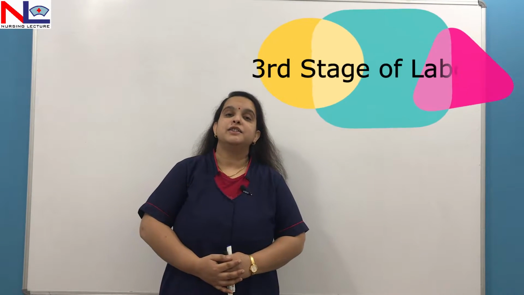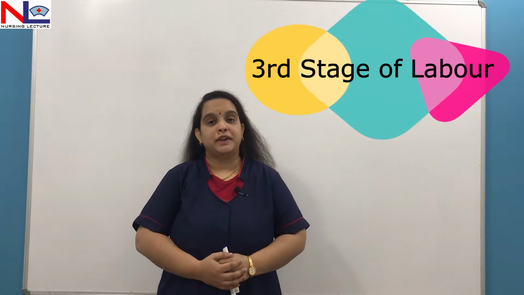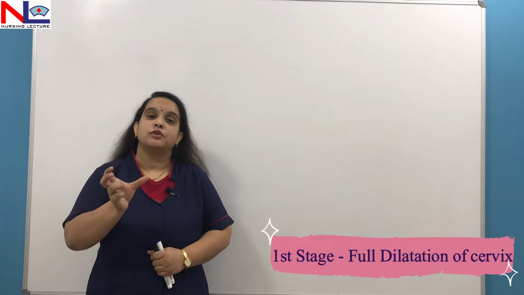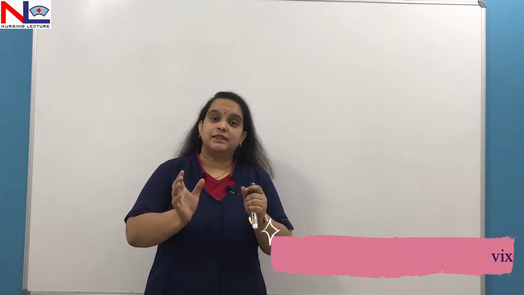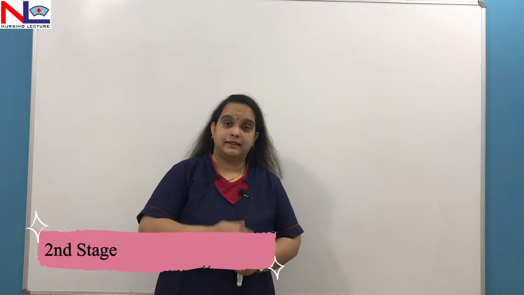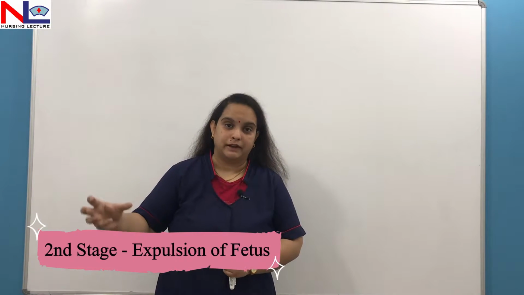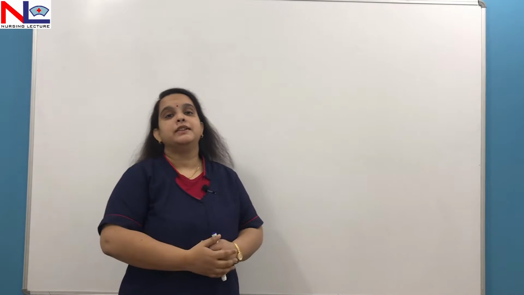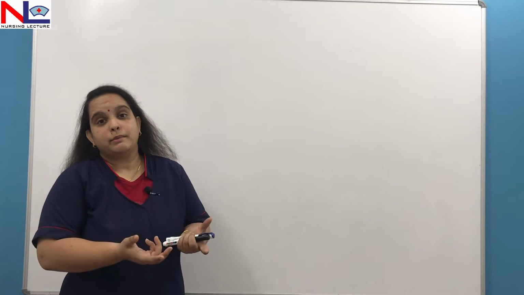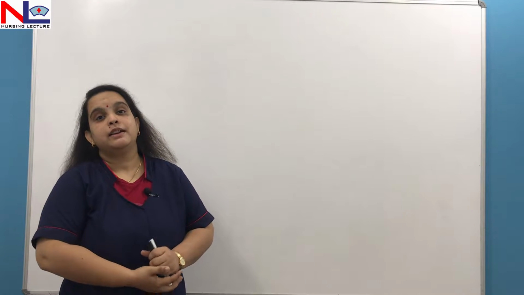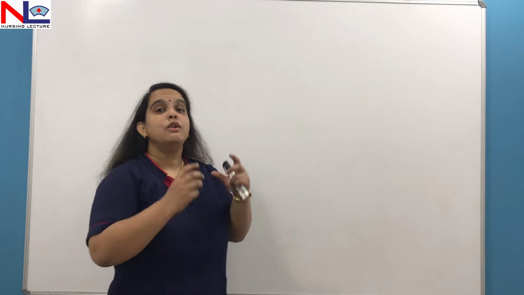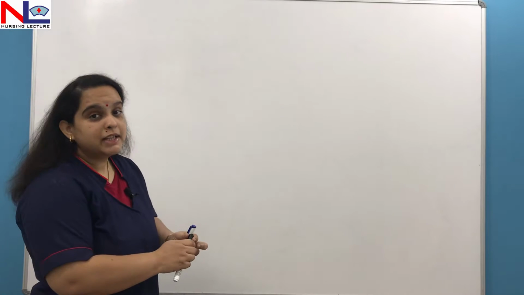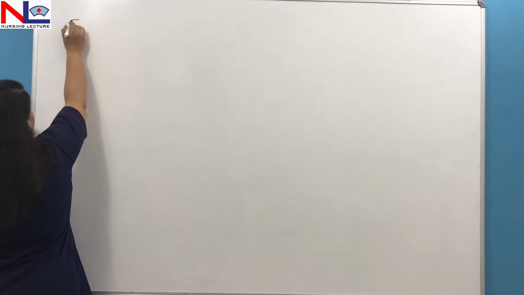Hi everyone, in this lecture I am going to deal with the third stage of labor. In our previous videos we already discussed the first and second stages of labor, in which the first stage means the cervix is going to be fully dilated, and in the second stage the fetus is going to be expelled out, right? Now once the fetus is expelled, what comes next? The placenta and membrane need to come out. So the third stage of labor begins with the expulsion of the fetus.